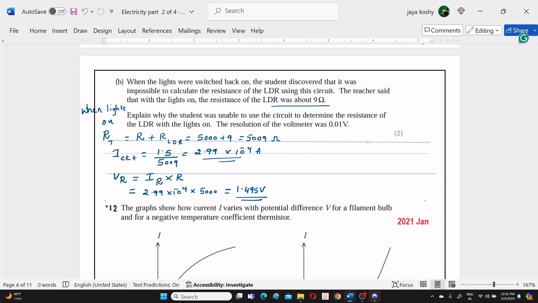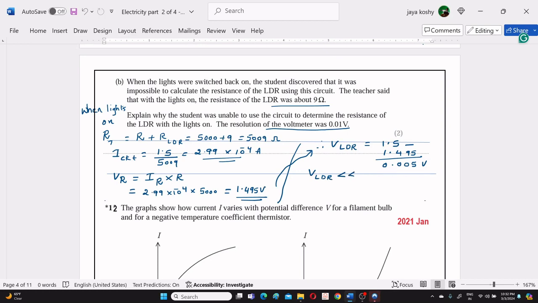As you know the voltage across the resistor, now we can calculate the voltage drop across the LDR, which is the total voltage, EMF 1.5, minus the drop across the resistor, because these two are connected in series. Therefore, that is coming as a very, very small value, 0.5 volts. You can see that the drop across the LDR is very small, and it says that the resolution of the voltmeter is 0.01.